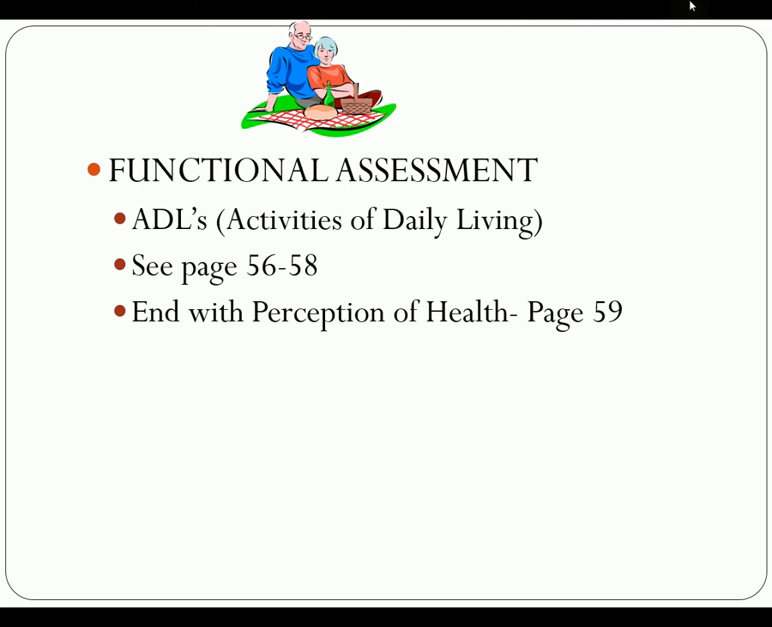interpersonal relationships, spiritual resources, coping and stress, personal habits, alcohol, illicit street drugs, environmental hazard, intimate partner violence, and occupational health. Make sure you do every single one of those sections, that you put titles for each one of those sections. The last thing you will end with on the functional assessment is what's called the perception of health on page 59. You will ask the person questions such as, how do you define health?